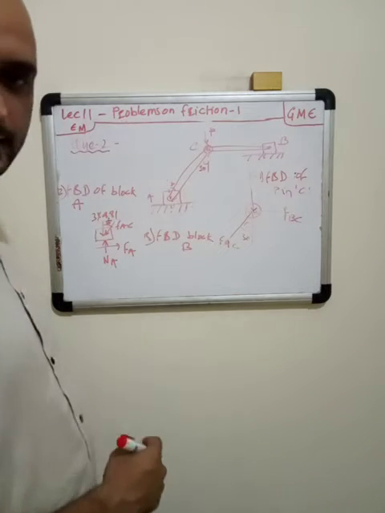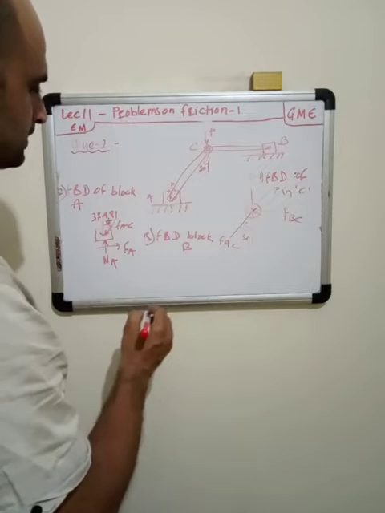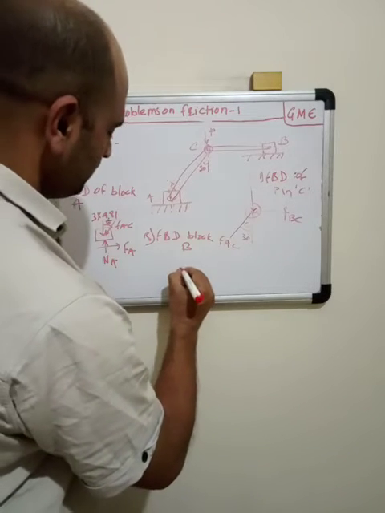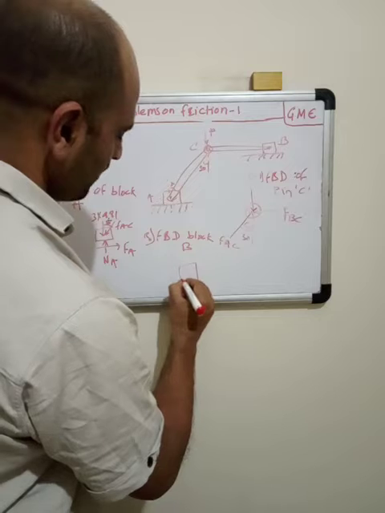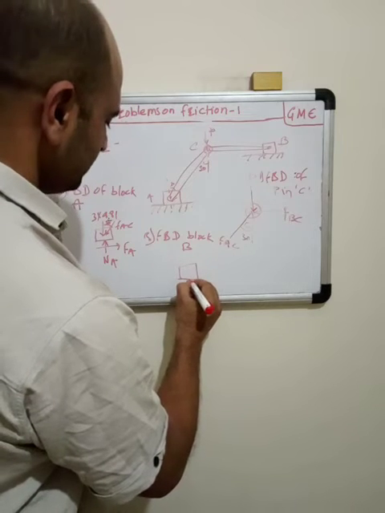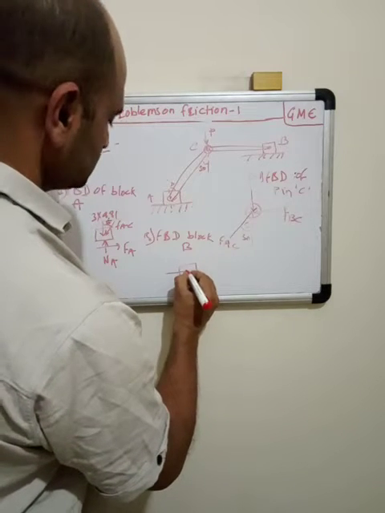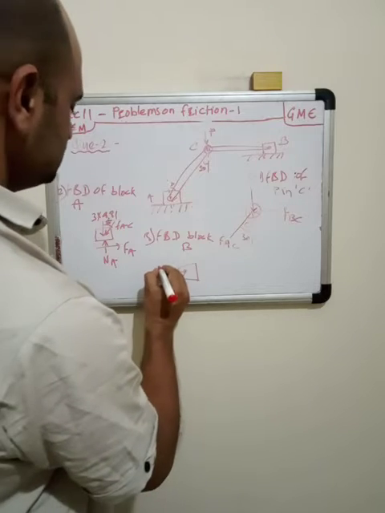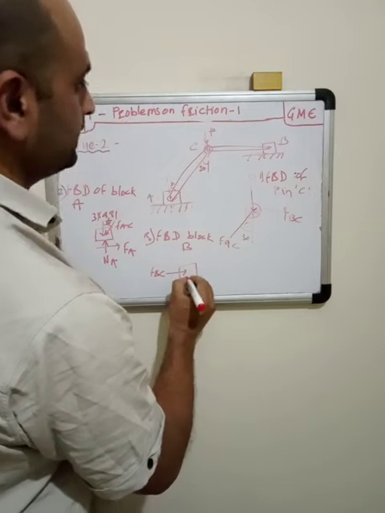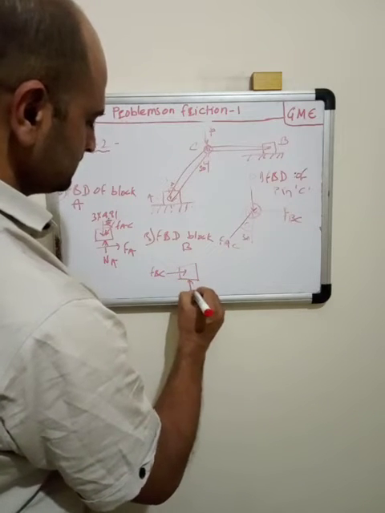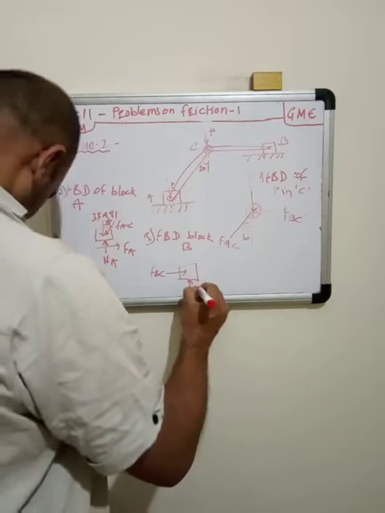Okay, I think you guys have drawn this. Okay, let us go ahead. See, on block B there is a normal reaction. This is force FBC, and there is a normal reaction because of this. This is N at B, right?